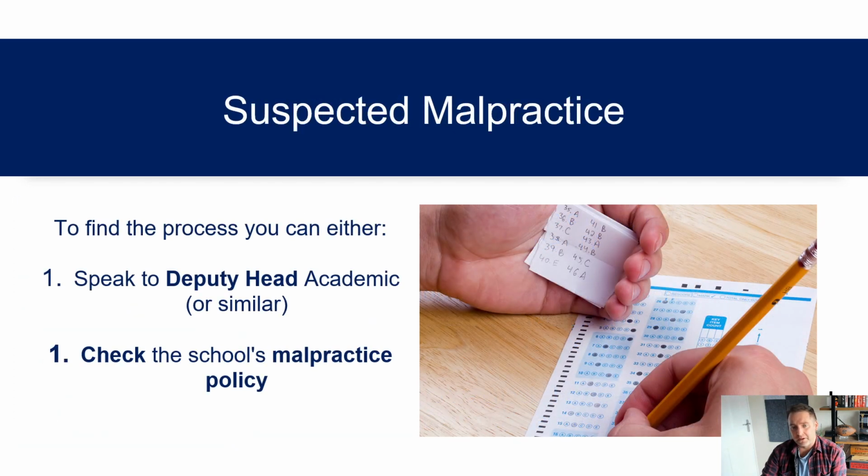So if you've got suspected malpractice, like I say, proving is very difficult. But if you think that somebody has been using AI to do their work, I'm simplifying this as just speak to the deputy head, academic or similar in your school, and check the school's malpractice policy. They're the two things that you need to do. I don't want to write absolute specific rules on this training because, again, it could go out of date as things change. But the answers will be in those places.